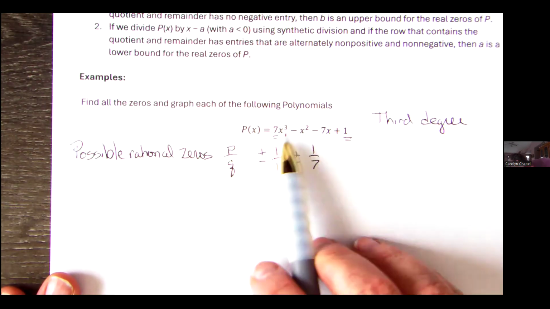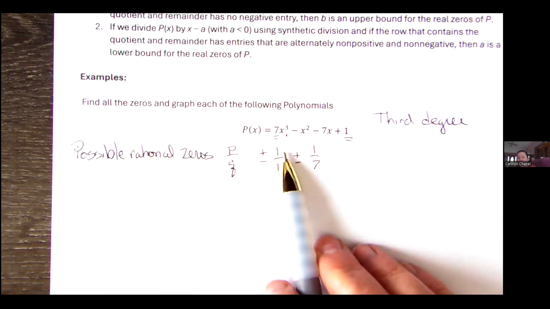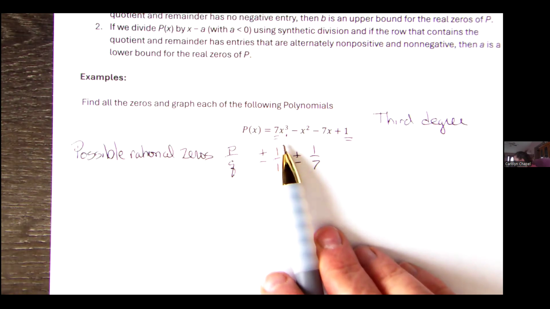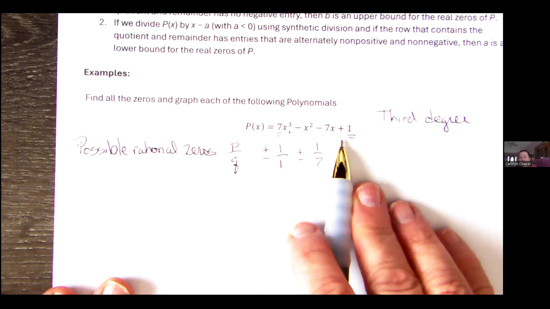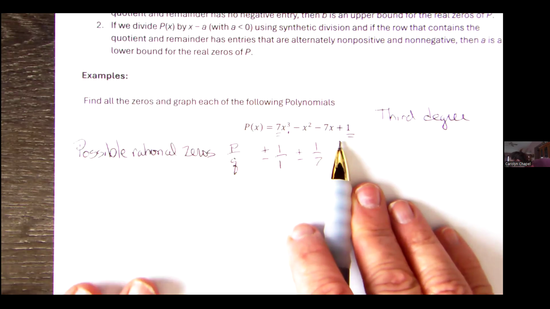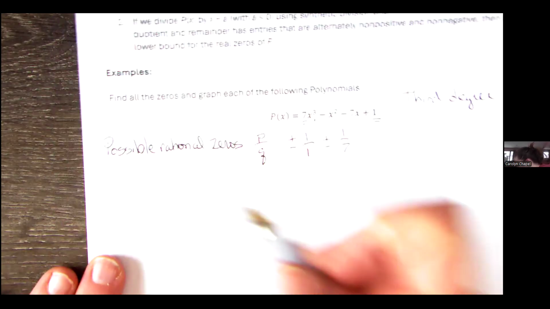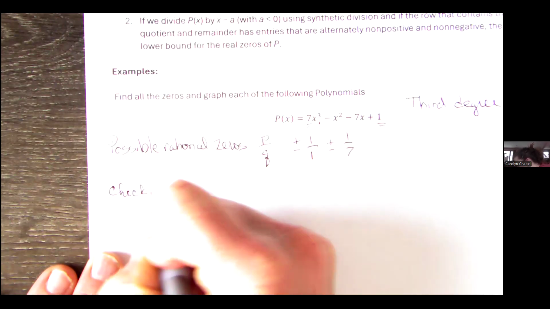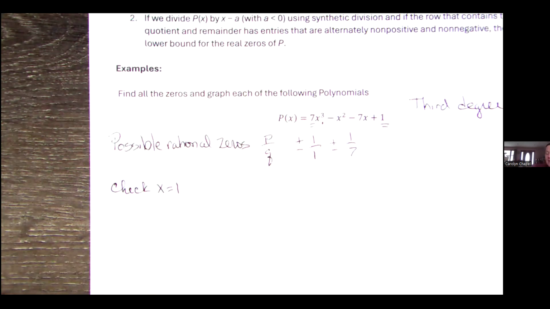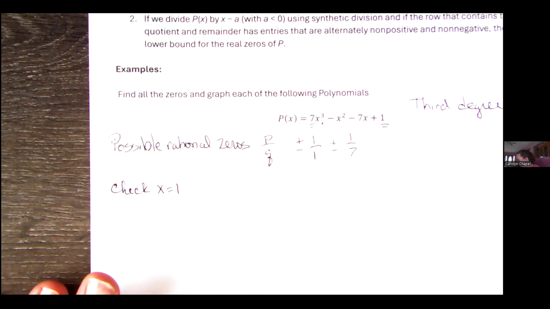So I'm going to just check some easy ones. And there's a couple of ways to do this. We can simply just substitute them in and see if they turn out to be a 0, which is probably the easiest of the methods. So I'm just going to check x equaling 1. Why I chose x equaling 1? Just a random shot in the dark. Okay. Before I do that, I kind of want to also go through, we talked about Descartes' rule of signs.